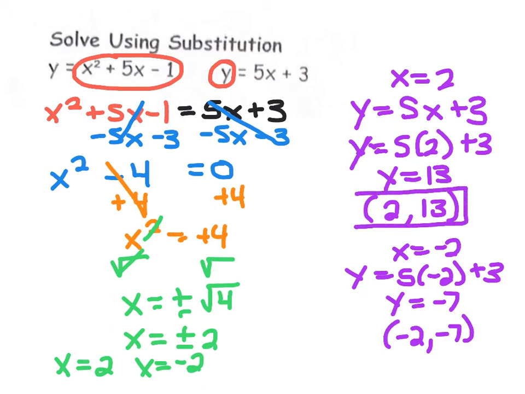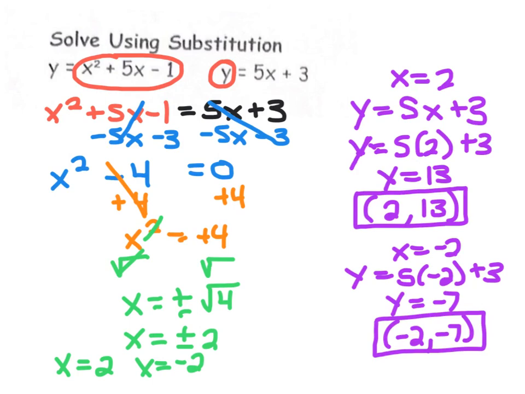So we have two solutions to this system of equations, and they should make both equations true. We've just seen how they make the linear equation true. Let's check in the quadratic. If I take x squared, that would be 2 squared, which is 4, plus 5 times 2, which is 10. 4 plus 10 is 14. Subtract 1, and that does give us the y value of 13. Now if we plug in (-2, -7), we can prove that it works in the quadratic.